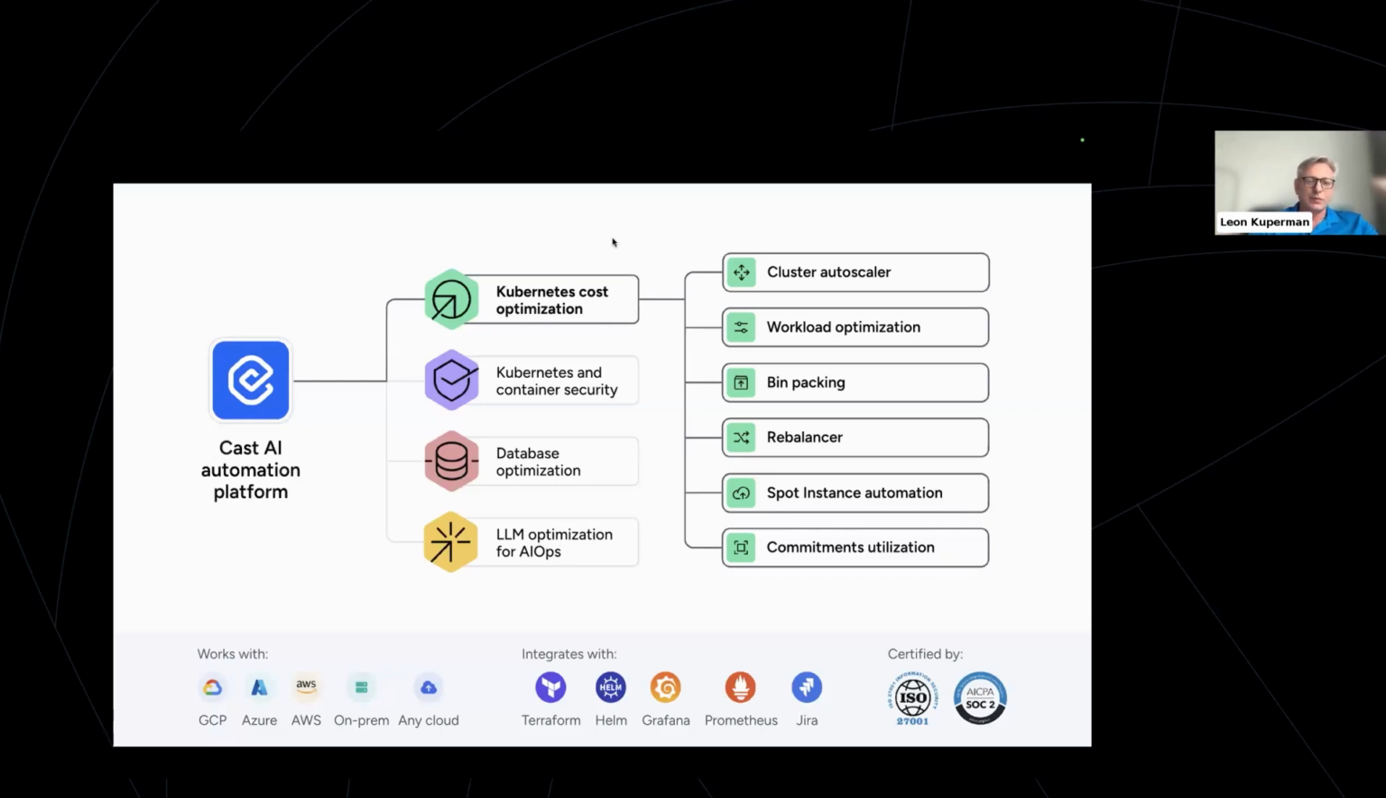When we talk about a platform play, we're really talking about the ability for key capabilities to work together. For example, the things that we do in workload optimization directly impact how the cluster autoscaler needs to work, how bin packing or rebalancing needs to work, and how we integrate with spot instances or commitments. All of these things work together to create value. But today we're specifically going to be talking about workload optimization. Let's go to the next slide.